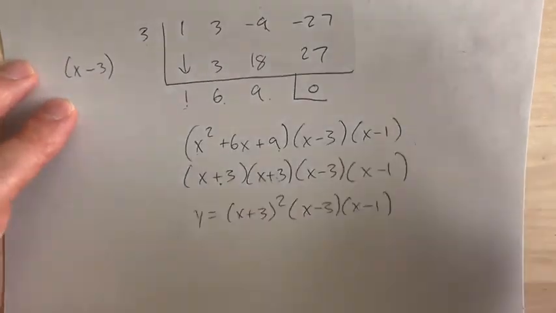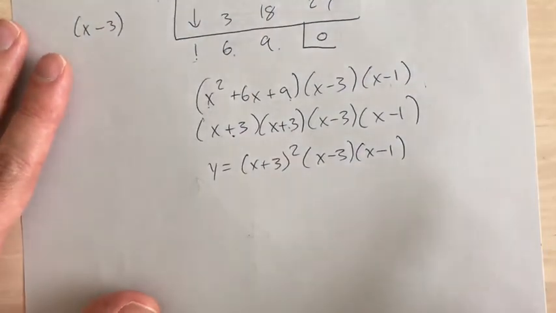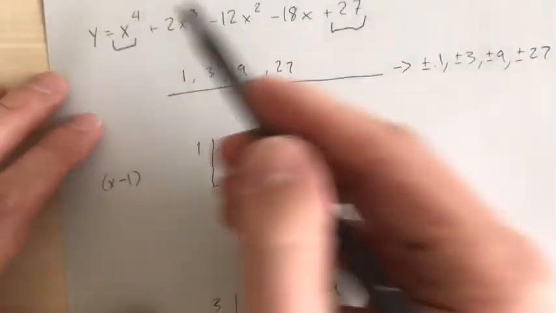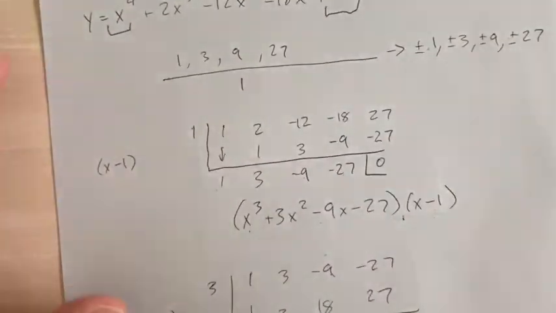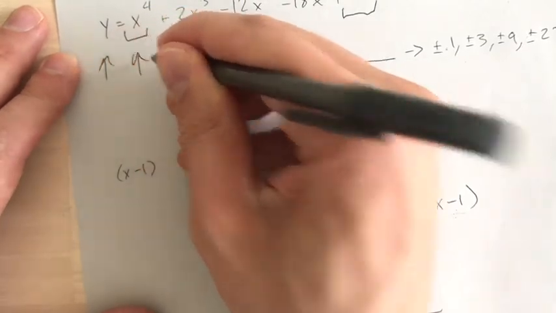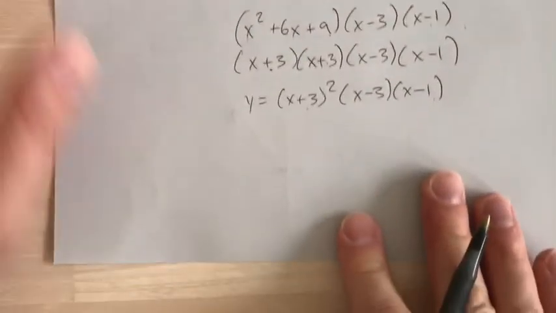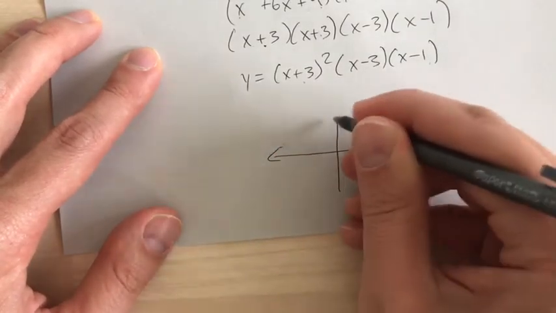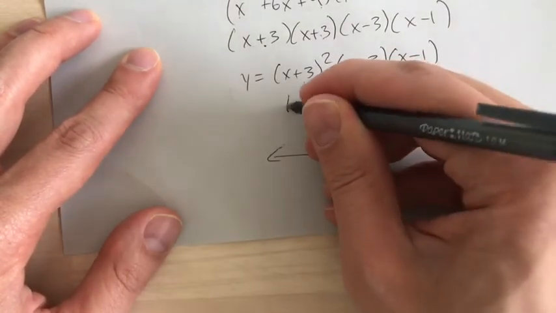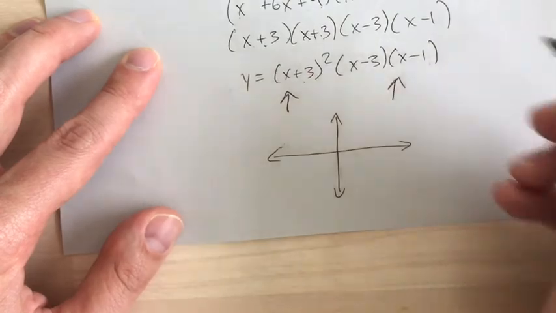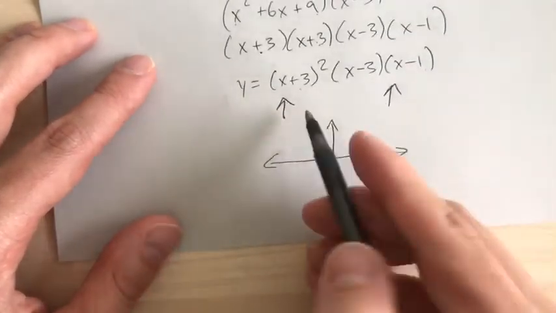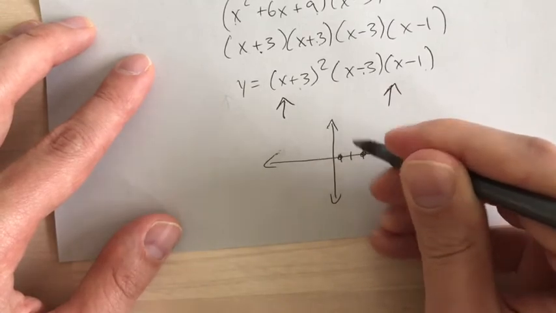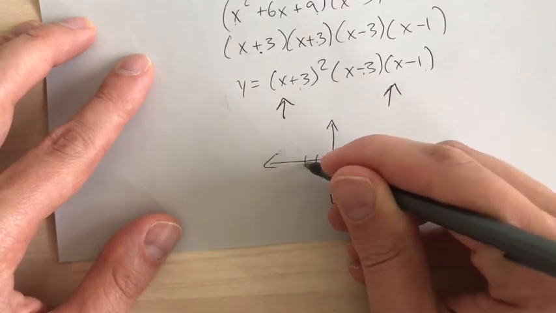Now, if I want to go ahead and sketch this, I could do that. This would have a degree of 4. And the leading coefficient is positive, so actually both arrows are going to be up. And here we go. So we got boink, boink, boink, boink, boink. Both arrows are up. And I'm going to have an x-intercept at 1, at 3, and at negative 3.